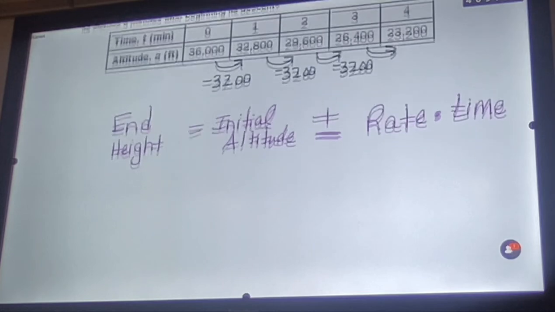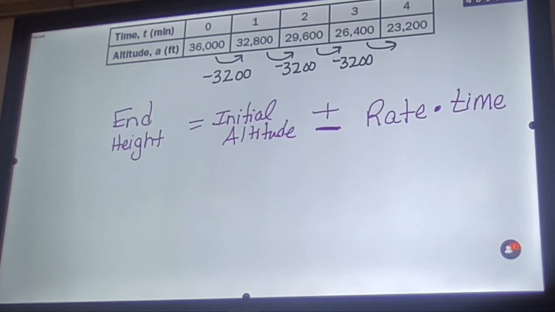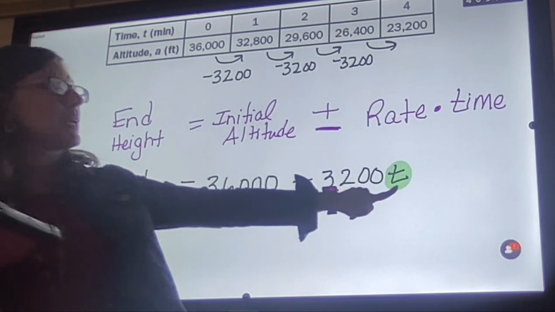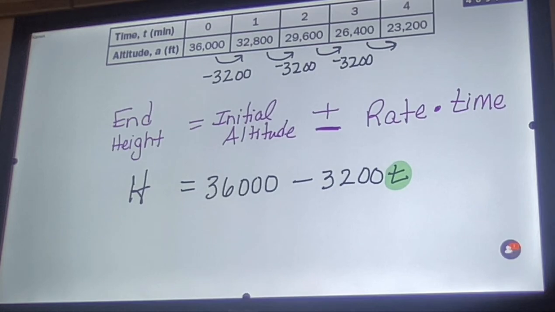So Daniel, what is the initial height in this problem? 36,000. So I'm going to use an H for height, my end height. And then you said we were decreasing 3,200, and then you said each minute. And because that minute can continue on, that's where I'm going to put our variable t to represent time. So we have a t here to make it an equation. Remember, in an equation, we have to have some kind of variable that we can then plug in for. And t we always use for time.